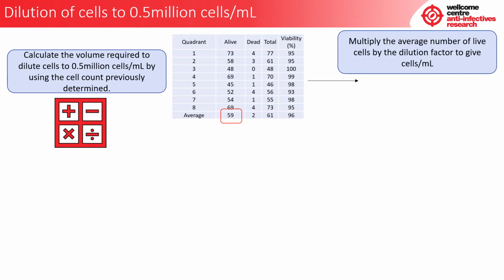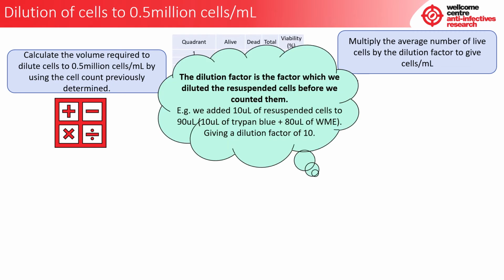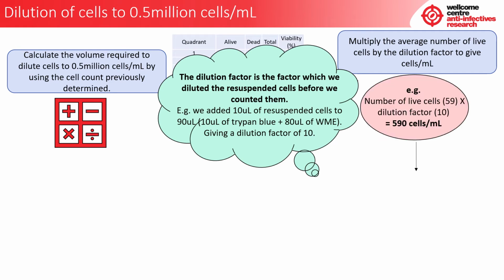Firstly, multiply the average number of live cells by the dilution factor to give cells per ml. The dilution factor is the factor by which we diluted the resuspended cells before we counted them. For example, we added 10 microliters of resuspended cells to 90 microliters of trypan blue WME mix, therefore giving a dilution factor of 10. For example, in this case, the number of live cells is 59, times the dilution factor, which is 10. This will therefore give 590 cells per ml.